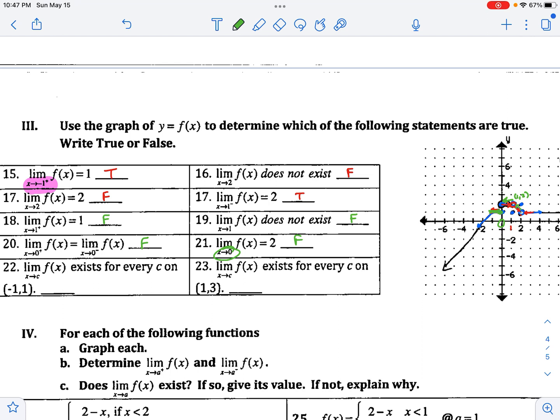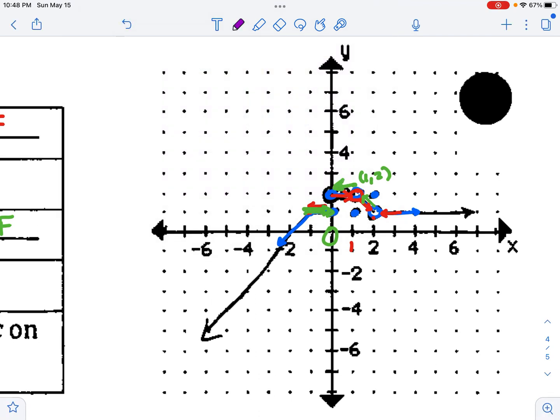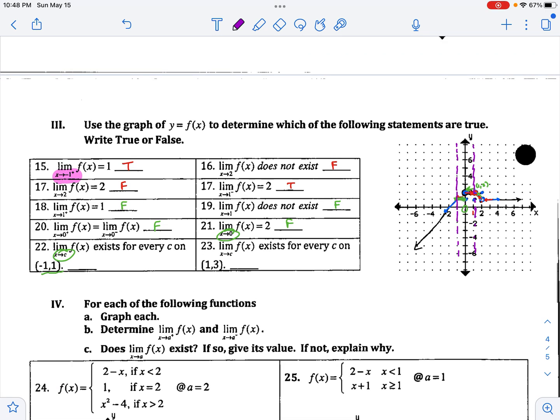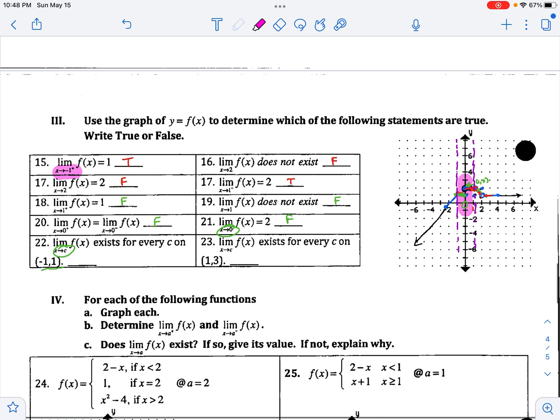On 22, all right, so it says C, okay? And what they're saying here, this is not a point. They're saying x values from -1 to 1. So that entire range from -1 to 1. So what I'm going to do is kind of section that off. All right. So from -1 to 1, what they're saying is that the limit exists for every single value. Well, we already figured out that the limit doesn't exist for 0 because it was approaching 1 and approaching 2 from 2 different sides. So therefore, that statement has to be false.